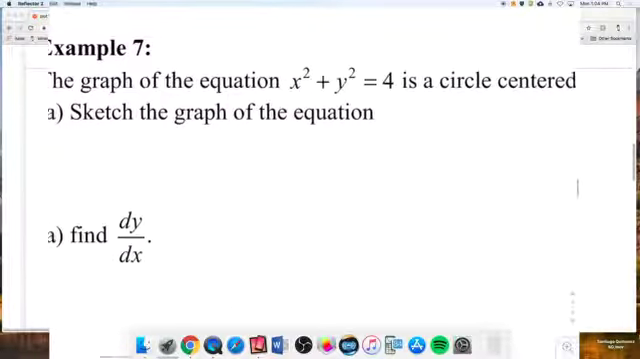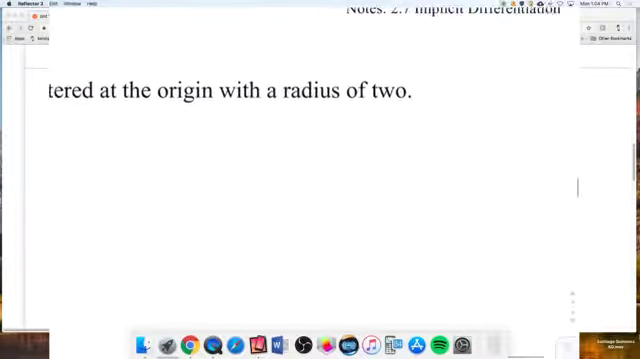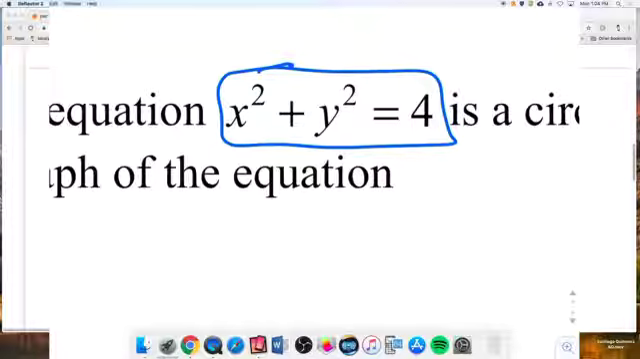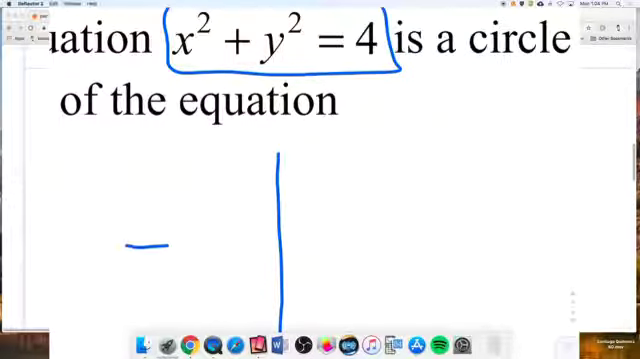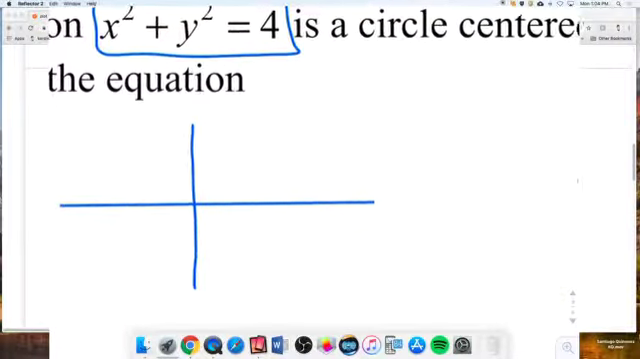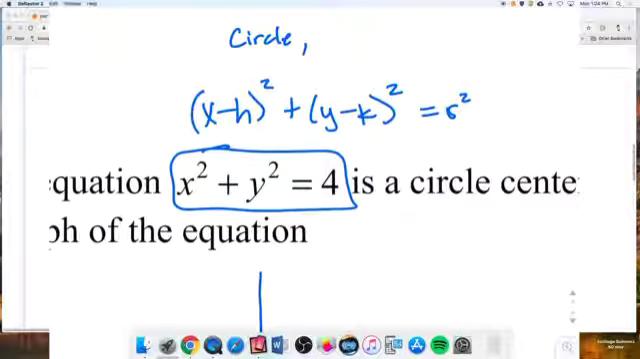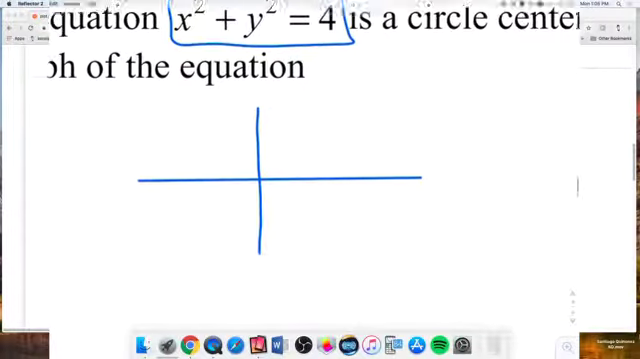Example 7. The graph of the equation x squared plus y squared equals 4 is a circle centered at the origin with a radius of 2. Sketch the graph of the equation. So this goes back to Algebra 2, conic sections. The center of the circle is at the origin. Let me go ahead and show you the standard equation, just so you have it. It's (x minus h) squared plus (y minus k) squared equals r squared. So this is the equation of the circle with the center at (h, k) and a radius of r. I don't know, that might be a pre-cal burden now in the state of Texas to learn these conic sections in pre-cal. But anyway, that is a circle that's centered at the origin because it's just x squared, y squared, (h, k) is (0, 0), and r squared is 4, so r is 2.